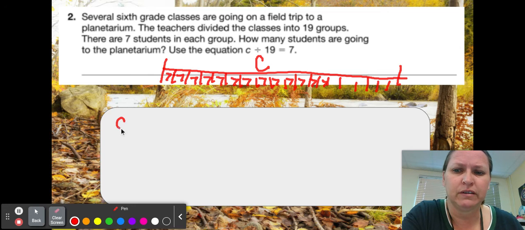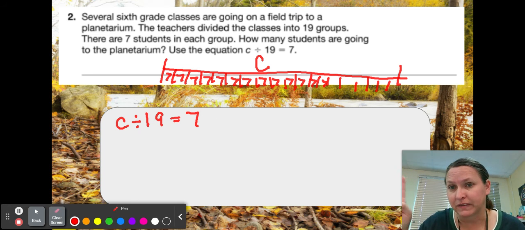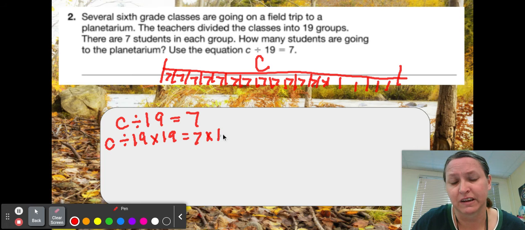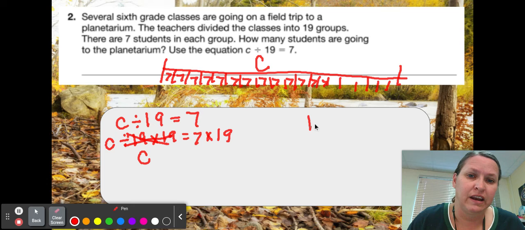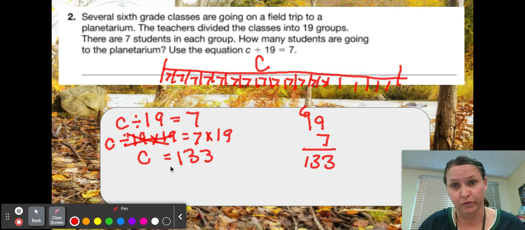But what I would do is I've got to ask myself these questions. What is my variable? My variable is C. What are they doing to C? They're dividing it by 19. How do I do the opposite? I multiply it by 19. So C divided by 19 times 19 equals 7 times 19. This cancels itself out, and so I have C. And 19 times 7, 9 times 7 is 63. 7 times 1 is 7, plus 6 is 13. So my answer would be 133 students total.